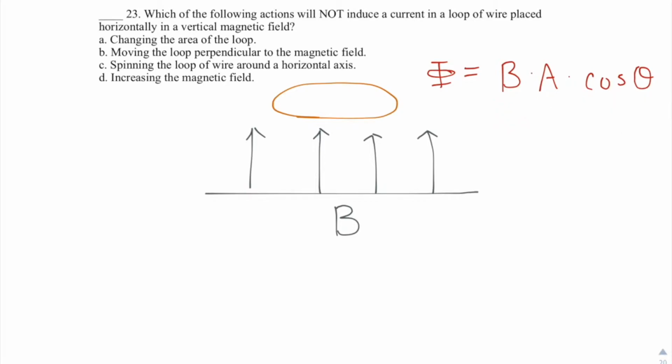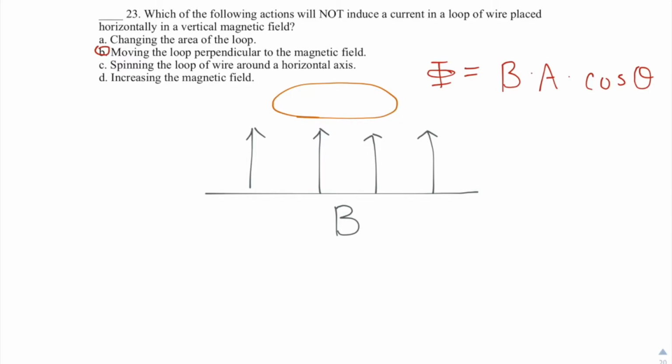And then we've got the loop of wire placed horizontally. You're kind of going to have to spatially imagine that. And because this is the solutions guide, you already know that the answer is B. But I want to talk to you first about why the other three do cause a change, do cause an induced EMF, and then we'll talk about why B does not.